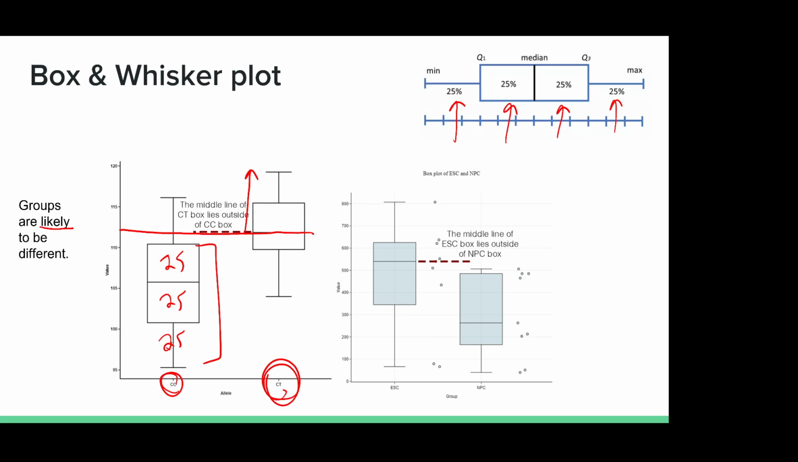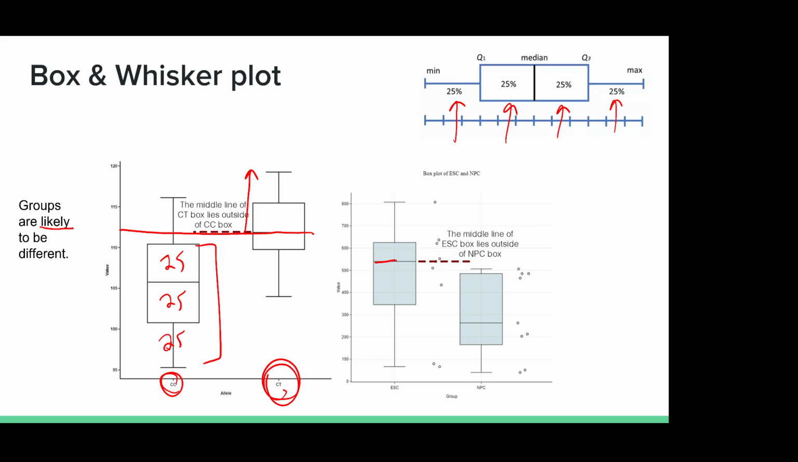But you're virtually never going to get that. If the median of one is outside of the box of the other, then you can say that they are likely different. And in the case on the left, it is likely the case that CT is greater than CC. On the one on the right, we see it's basically the same thing, right?